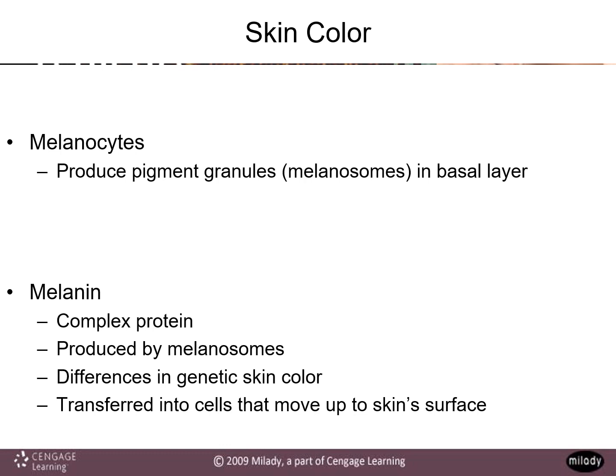So what is melanin? It is a complex protein and it is produced by the melanosomes. And there's differences in the genetic skin color. It is transferred into cells that move up the skin surface, and then it is seen on everybody's face, on their arms, legs, all over their body. And everybody has different shades of beautiful.